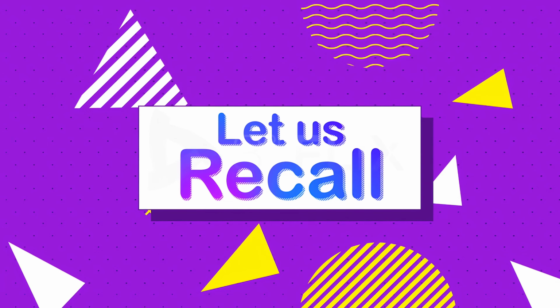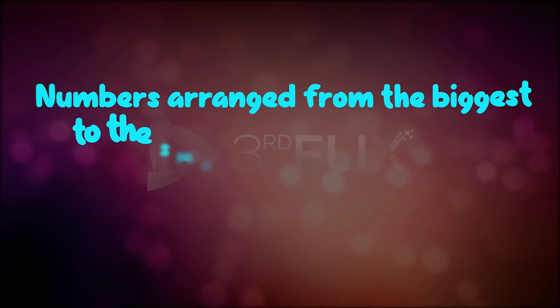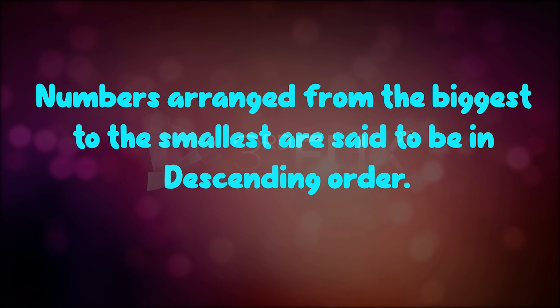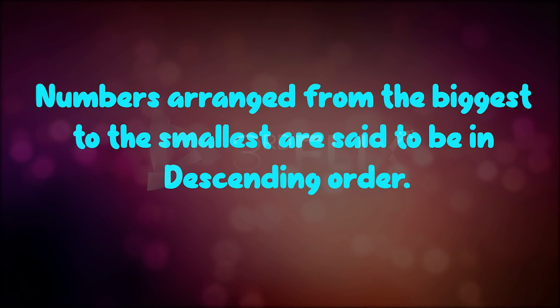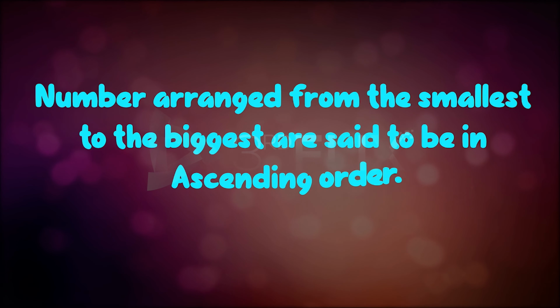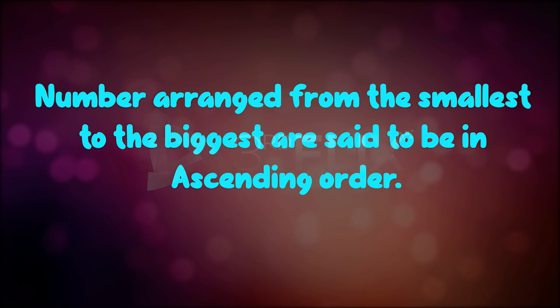Let's recall. Numbers arranged from the biggest to the smallest are said to be in descending order. Numbers arranged from the smallest to the biggest are said to be in ascending order.